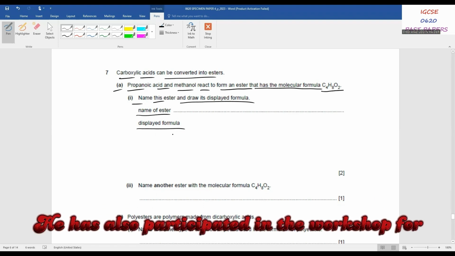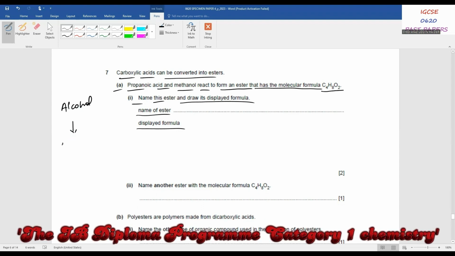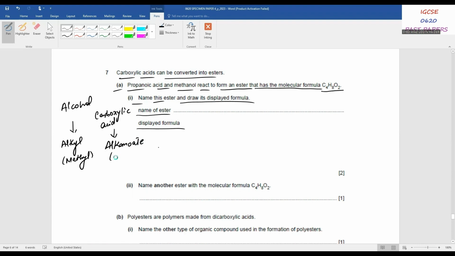How are you going to name the ester? Remember, whenever alcohol reacts with carboxylic acid, an ester is formed. The alkyl group is coming from the alcohol. In this case, you are getting methyl. And from the carboxylic acid, you will get alkanoate. So propanoic acid, you will get propanoate. The name of the ester will be methyl propanoate.